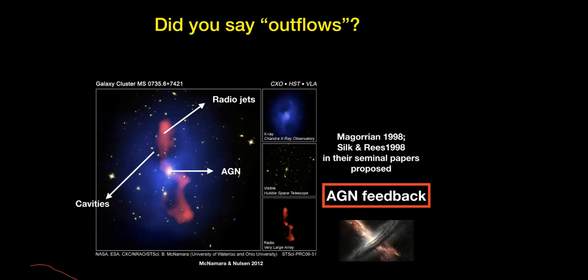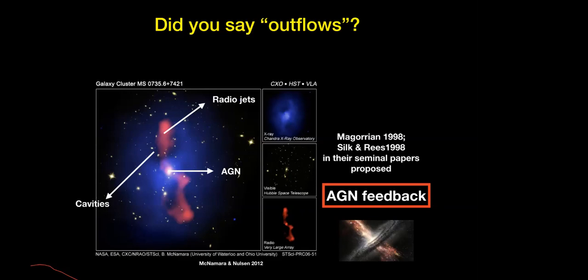Both these conditions are very unfavorable for the formation of stars, because you need cold, dense gas available nearby to form stars. So you can either push the gas away or you can heat it up. Either way, you will just stop forming stars. You will not form stars as much as you were previously. So this was AGN feedback.